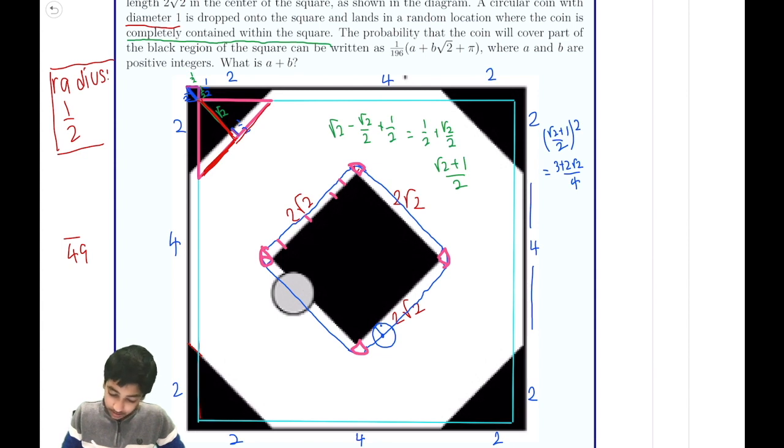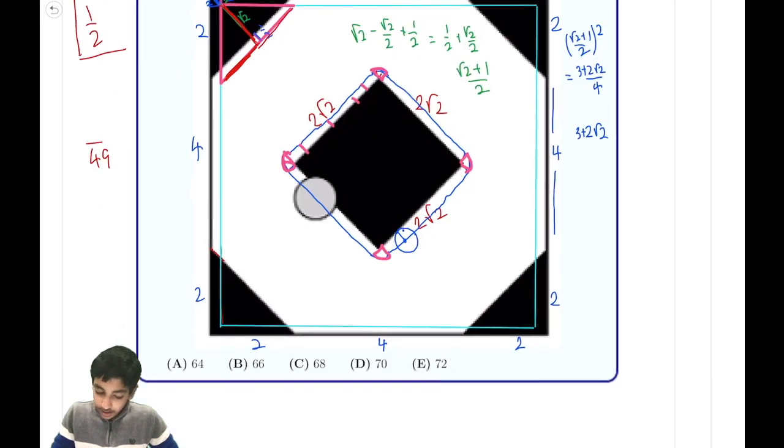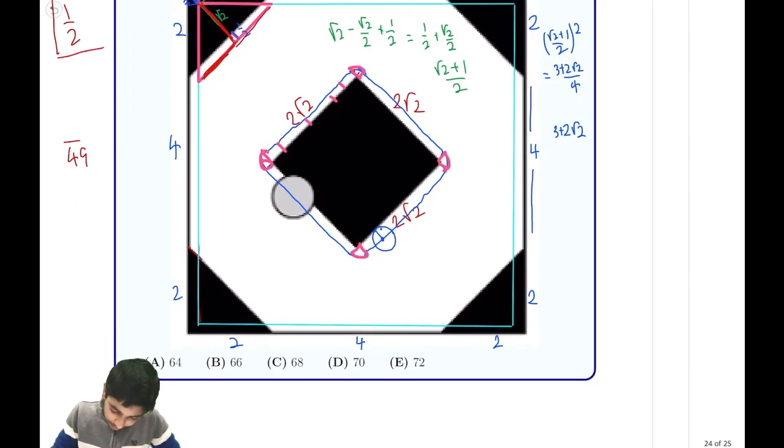So from here, we can see that the area of one triangle is going to be this quantity. So the area of four triangles is going to be times 4, which is 3 plus 2 root 2. Okay, so we found the area of all four triangles. Now let's find the area of the square-like region in the center right here.